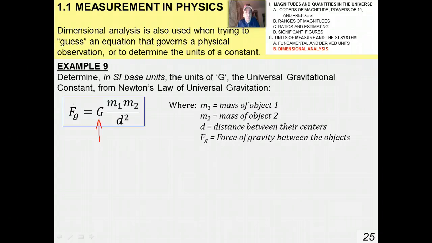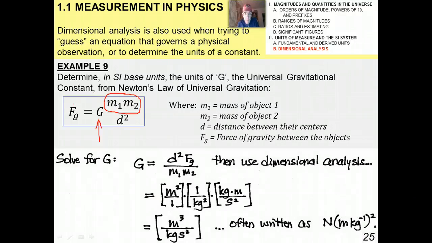Okay, force on the left-hand side, that's in newtons, right? Always in newtons, okay? These two masses, each of them are measured in kilograms. I'm talking SI base units. So really, this whole quantity on the top of this fraction, that's a kilogram squared, because it's a kilogram times a kilogram, all right? All of that is divided by a meter squared, because we measure distance in meters, all right? Now, to find the units of G, what we want to do is rearrange the equation and solve for G, and then use dimensional analysis in that way, okay?